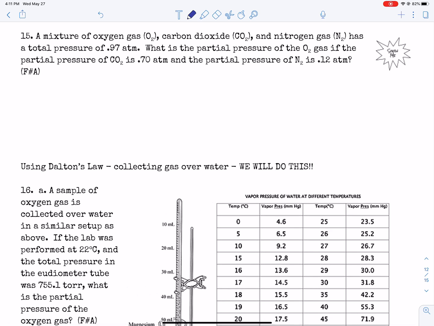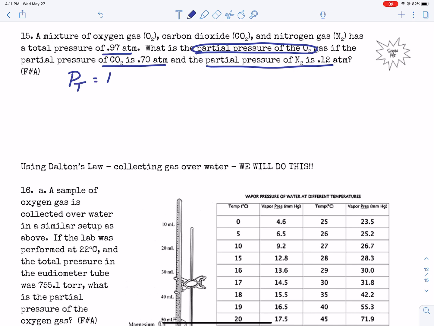The next question, and this is how we would actually use this if we were going to do a lab on this. It says a mixture of oxygen gas, carbon dioxide, and nitrogen gas has a total pressure of 0.97 atm. What is the partial pressure of the oxygen gas? That's what this question is asking me to find. If the partial pressure of the carbon dioxide is 0.70 and the partial pressure of the nitrogen is 0.12.